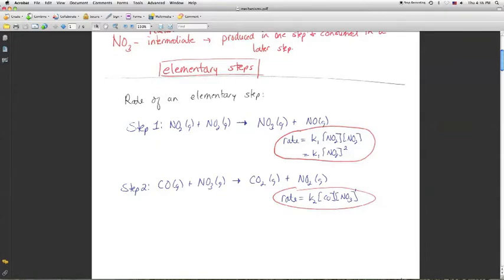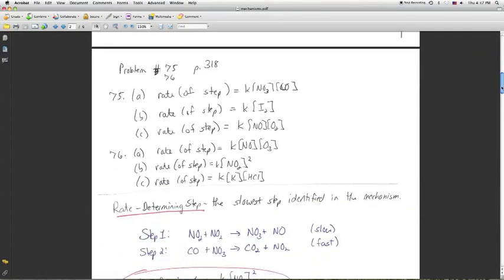Same thing for the second step. How fast does this step occur? Well, the rate of this second step would be equal to its rate constant times CO to the first power and NO3 to the first power. We can automatically say that because both of those substances have a coefficient of 1, and that allows me to automatically write down a rate law. You can do this simple rate law writing when you are dealing with the steps of a mechanism.